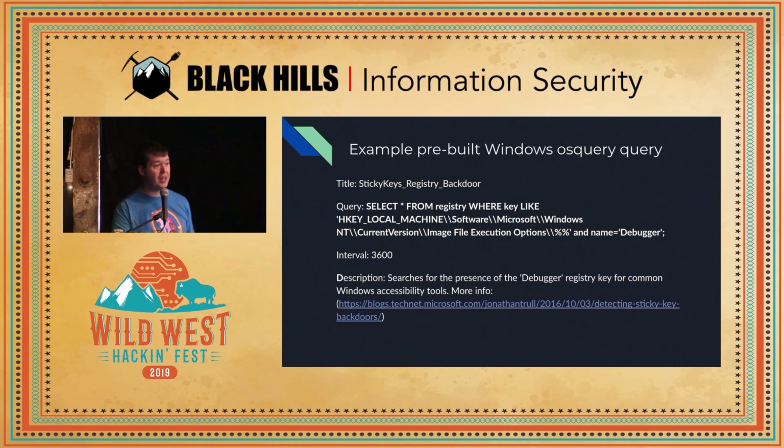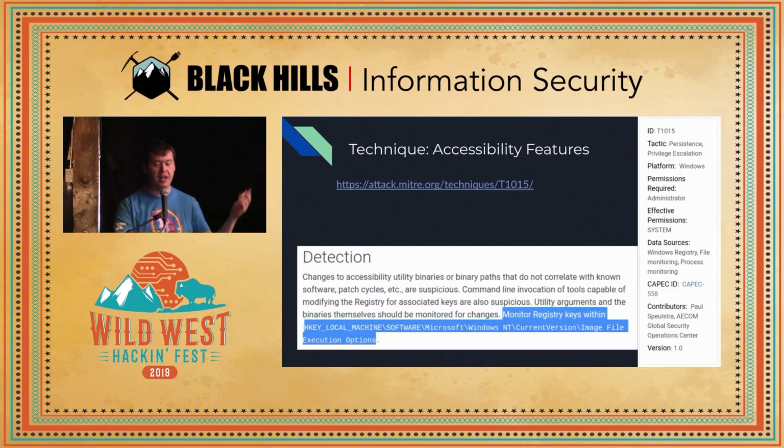So the interval means this runs once per hour on every domain-joined box. It turns out checking a registry key in the background is not a high CPU task. You can safely run this every hour, and there are many more like it. This is under the technique of accessibility features, T1015, and they give monitoring registry keys at this path as the example. This is the attack technique itself that we're talking about here.